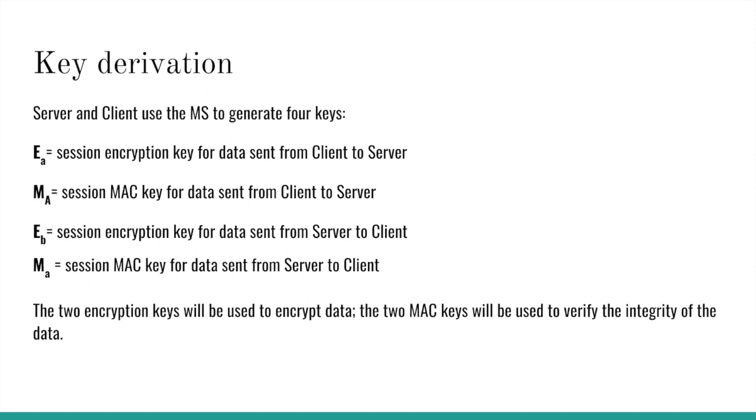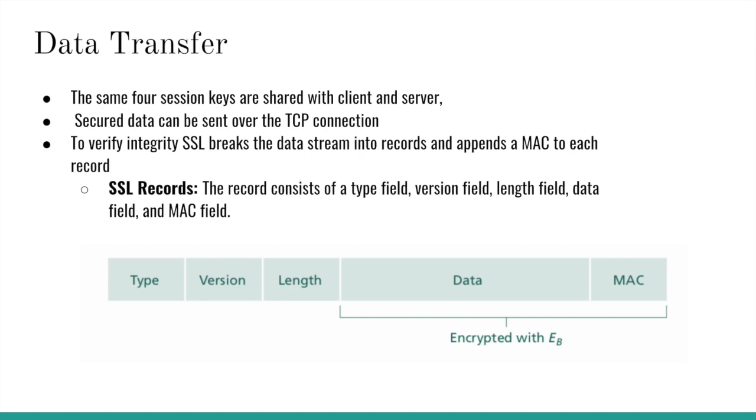The 2 encryption keys will be used to encrypt data. The 2 MAC keys will be used to verify the integrity of the data. And finally, the third phase, data transfer. So how does the data transfer work? When the client and server share the same 4 session keys, they can start to send secured data to each other over the TCP connection.